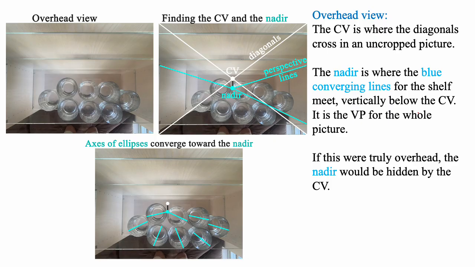This is an overhead view of glasses on a shelf. So let's find the center of vision and the nadir. The center of vision is also the center of an uncropped photo where the diagonals cross. Where's the nadir? Well, if we follow the perspective lines of the picture, we will come to the nadir, which is the vanishing point for the whole picture, and it's vertically below the center of vision. Now that we found the center of vision and the nadir, we can see that this actually isn't quite an overhead view, because if it were, the nadir would have to be hidden behind the center of vision, so we wouldn't see it.